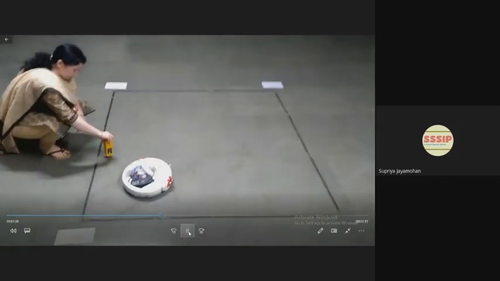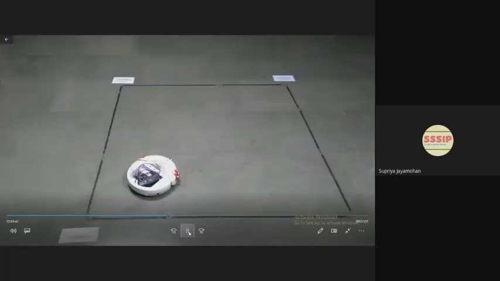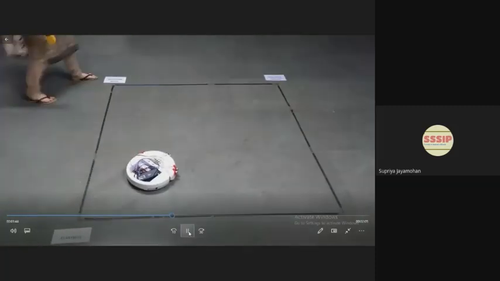You could see as she's introducing the obstacles, it is avoiding and moving on. It is going to the destination 160, 160.